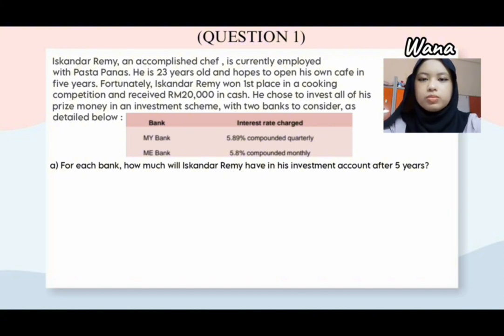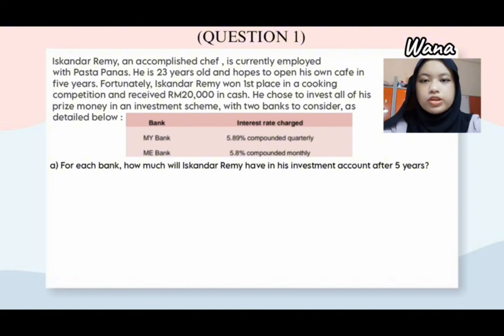Iskandar Remy, an accomplished chef, is currently employed with Pasta Panas. He is 23 years old and hopes to open his own cafe in 5 years. Fortunately, Iskandar Remy won first place in the cooking competition and received 20,000 in cash.